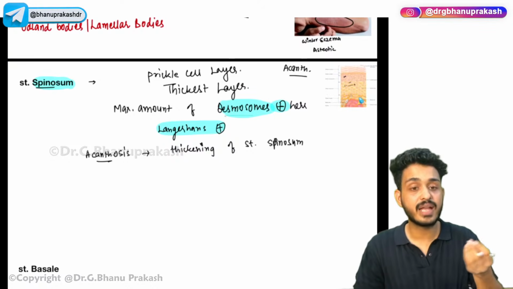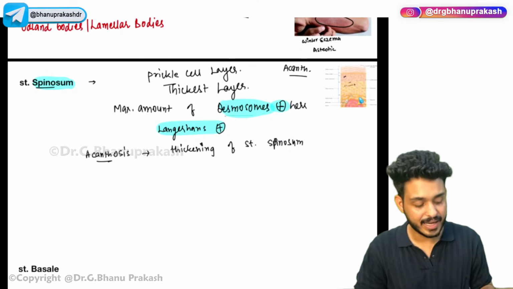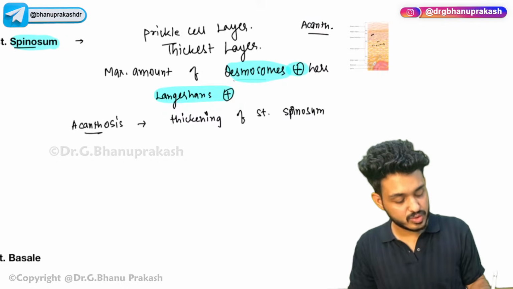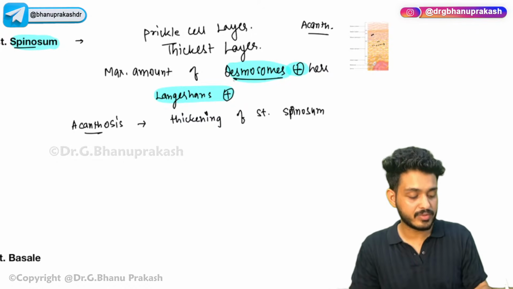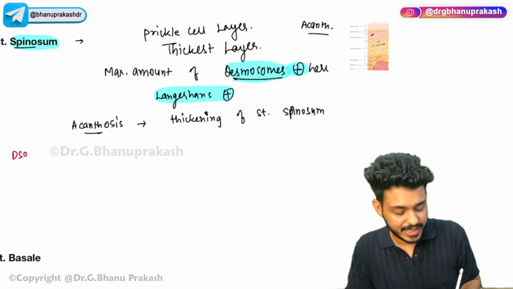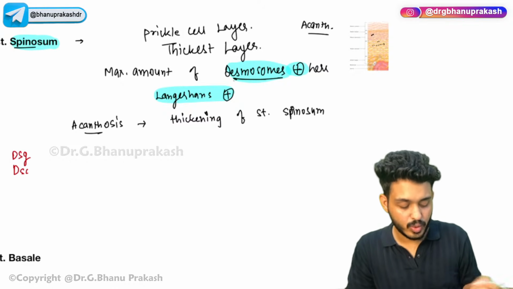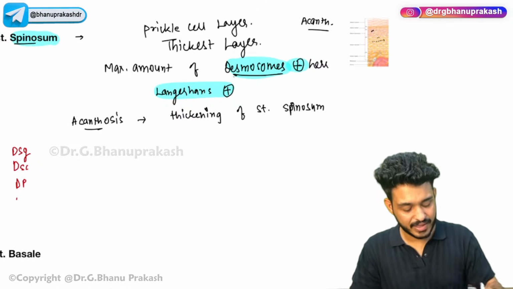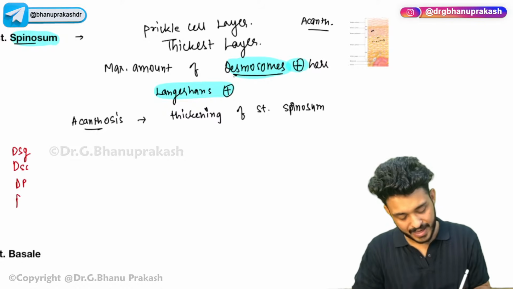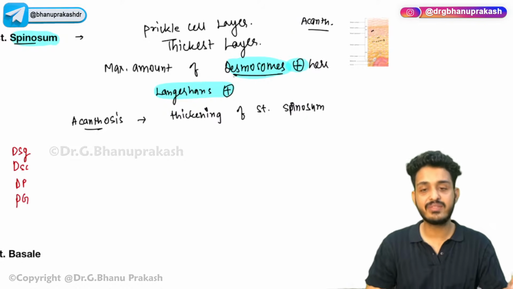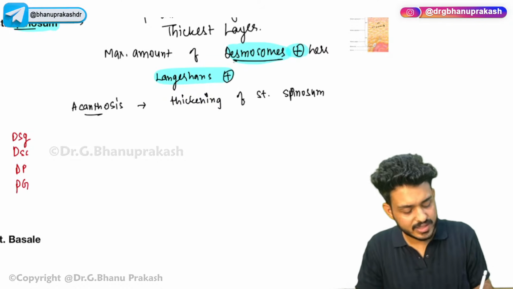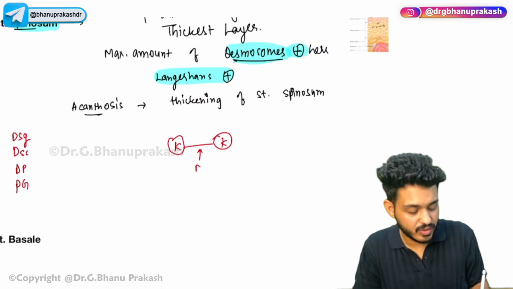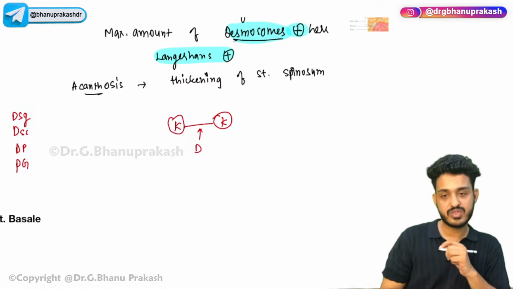And nigricans means it will be giving black color. Now desmosomes. Sir, what are the desmosomes? You have to remember, we have desmoglein, desmocollin, desmoplakin, and plakoglobins. What is the function? It binds two keratinocytes together. This is the function of desmosomes.